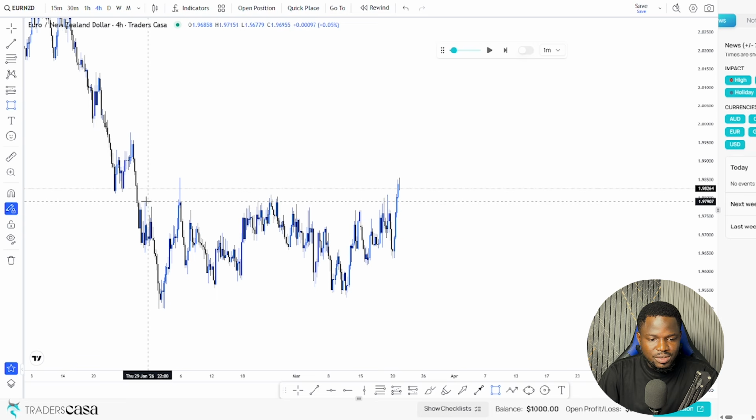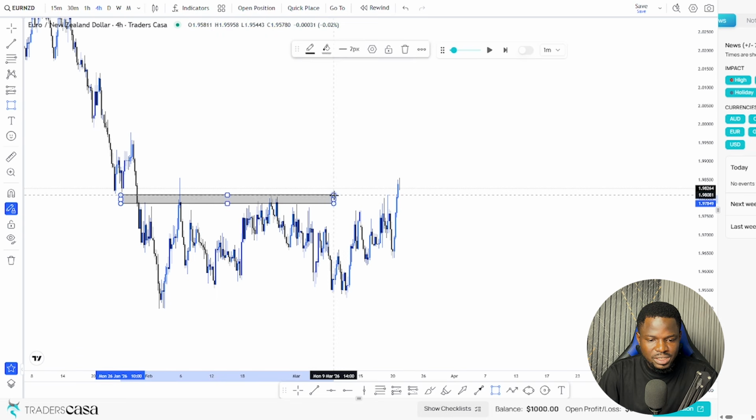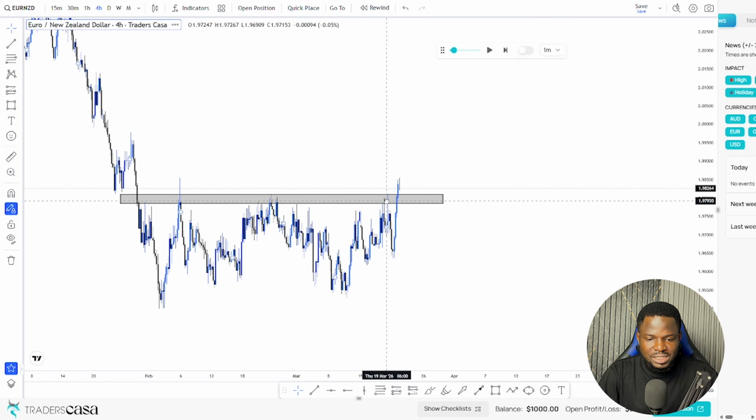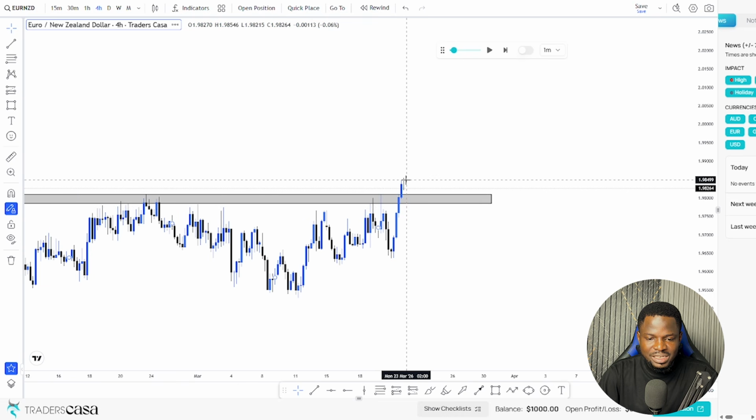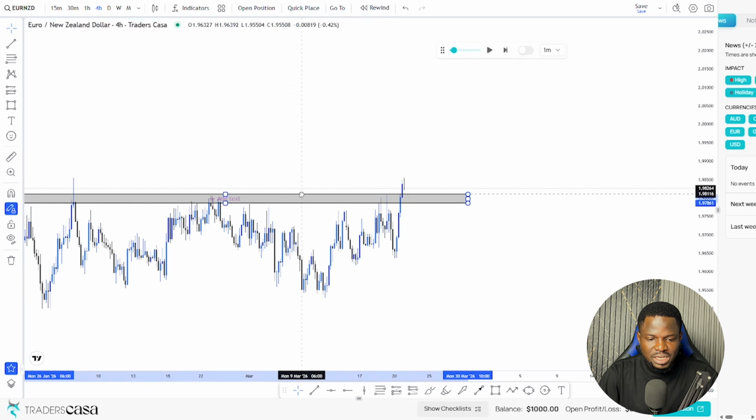If you look at both sides of this consolidation, price created a resistance zone around this place here, right? Price mitigated it, price touched it multiple times. If we extend it to the current price action, price reacted at the resistance again before the buyers invalidated it. Now this resistance turns into a support zone.